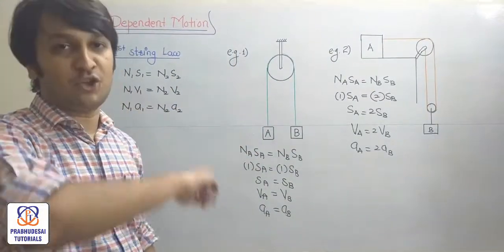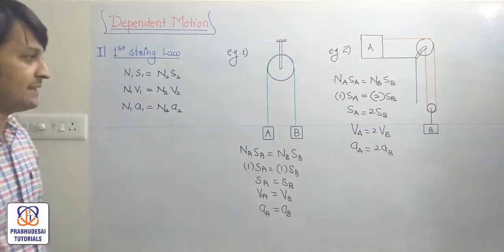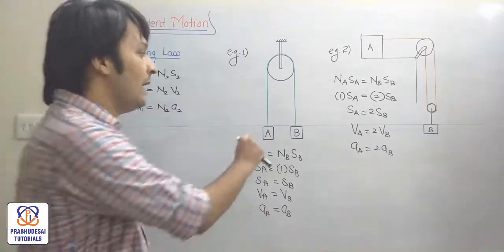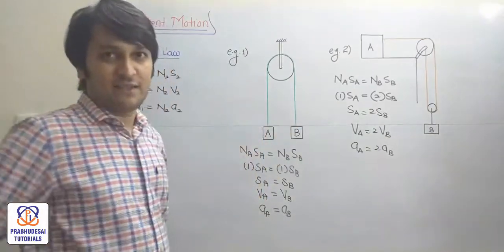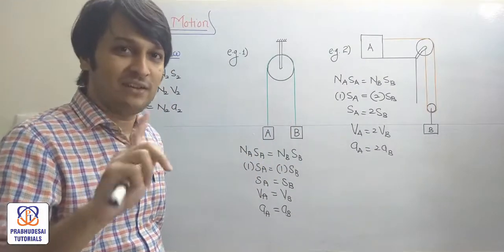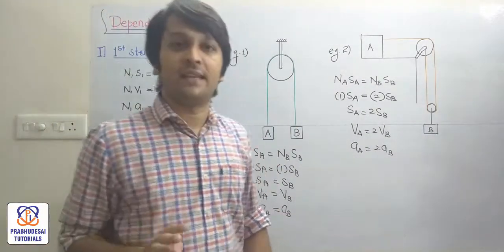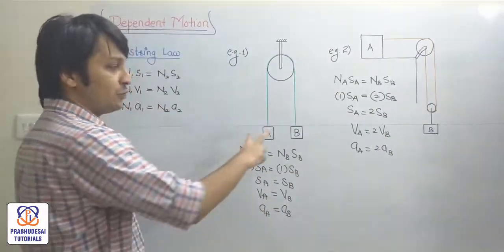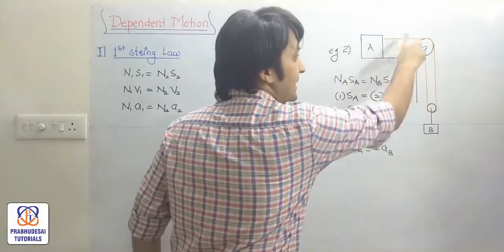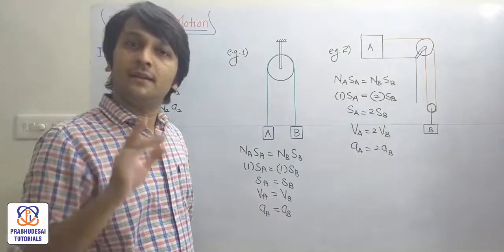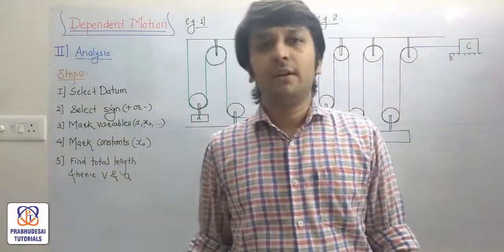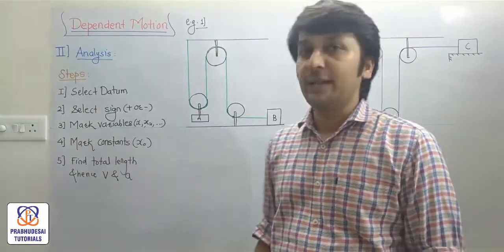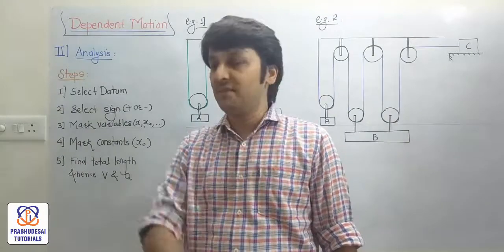But there is a limitation of the concept. What's the limitation? This string law is applicable only for one string and two objects, not for a third object, not for a second string. If there are 2 strings or 3 strings, this is not possible. This is applicable only for 2 objects and 1 string. That's it. Got it? So we discussed the first part, that's first string law, applicable only when 1 string and 2 objects.